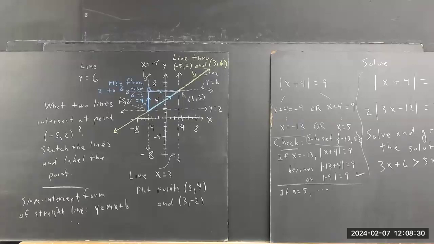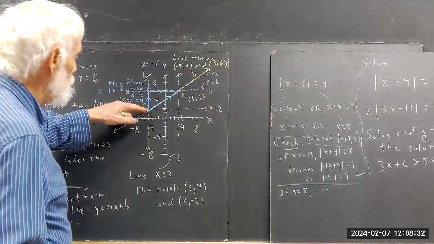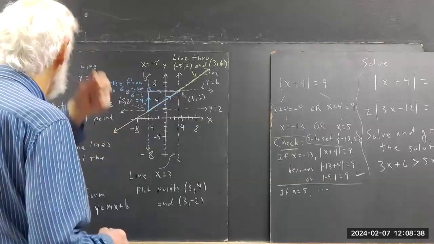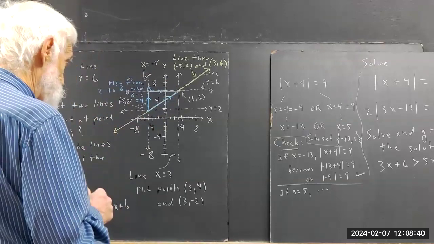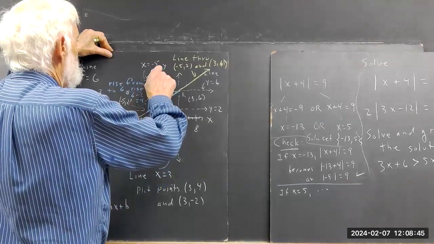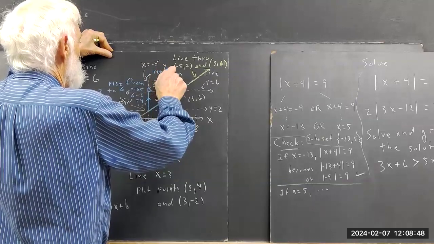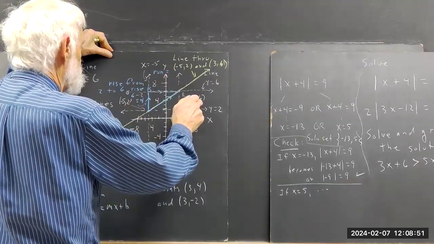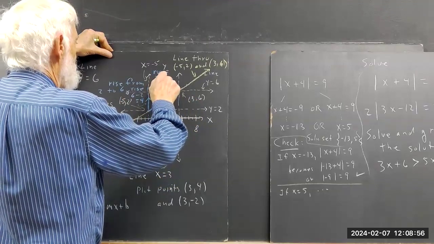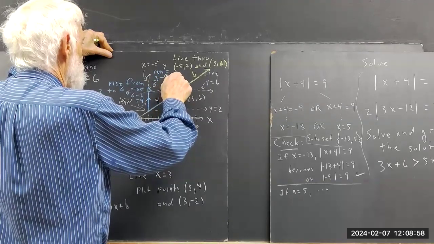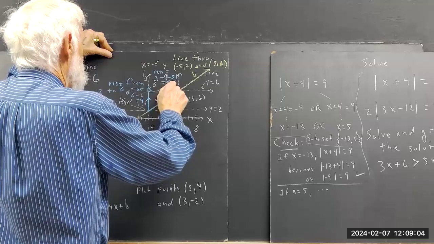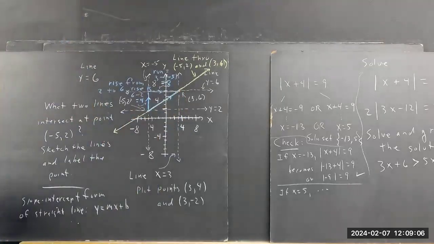Okay, so the run is how far you have to go from here to here. How far you have to go right along this part of the triangle. I don't have a good place to label this. So I'm just going to say the run equals 3 minus -5 equals 8. Okay, so there's the run.